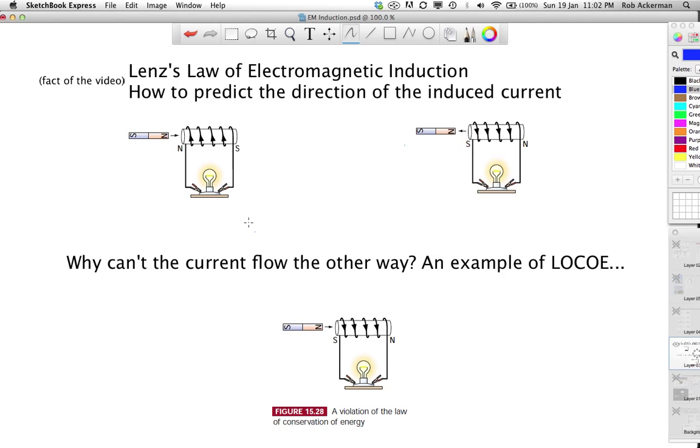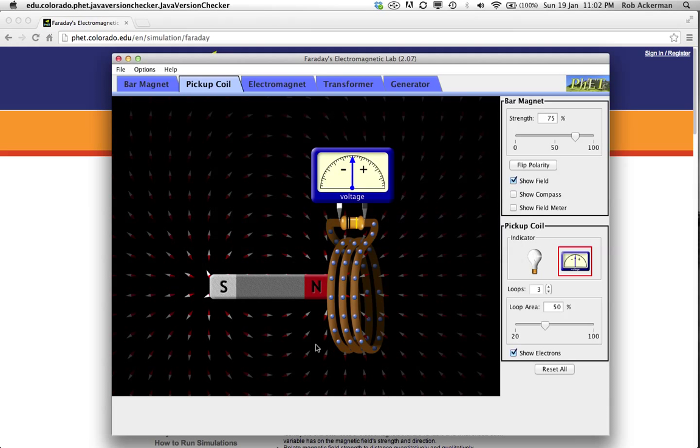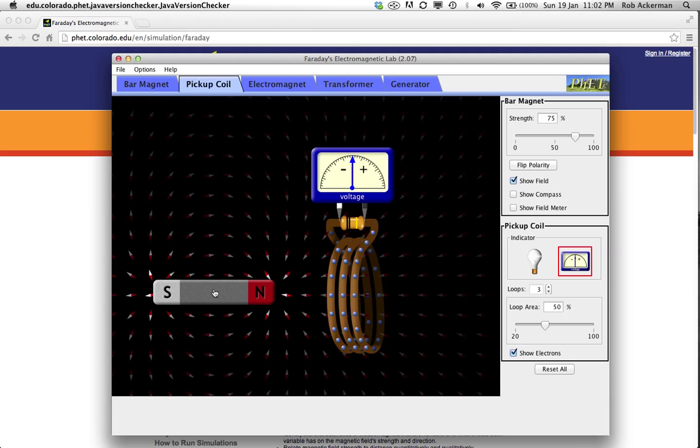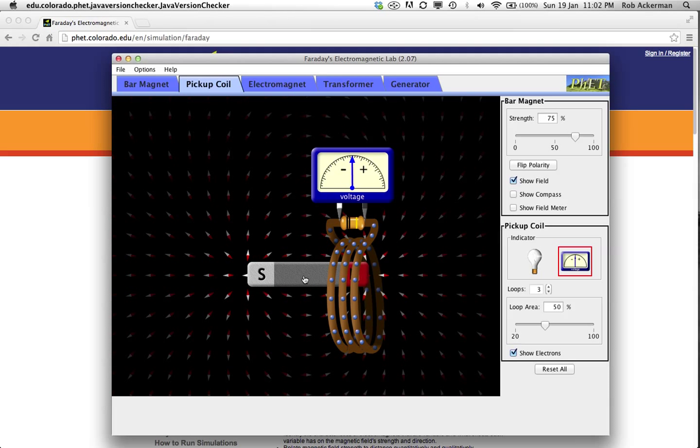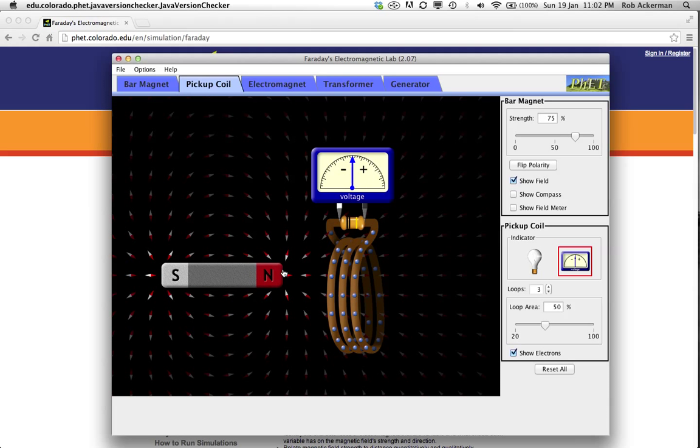So now we're going to look at something called Lenz's law. Lenz is another scientist who comes up with a way of figuring out what direction the current flows, because if you think back to the PhET simulation, there was a little bit of some detail that I didn't mention. If the North Pole is brought close to the coil, watch the direction of the deflection of the needle. The needle goes to the left. But if I pull that same magnet out, now the needle goes to the right.